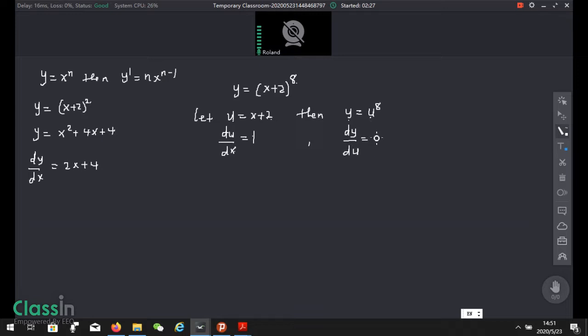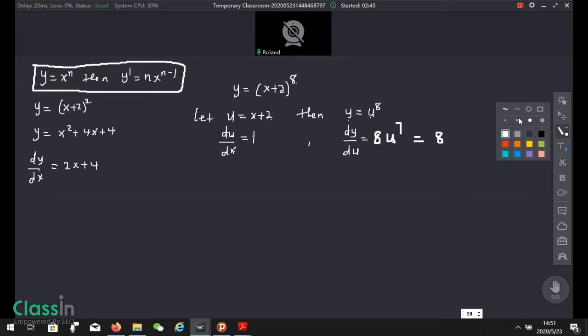If we find dy/du, we have 8u to the power 7 if we apply this method. But we know u equals x plus 2. So this is simply 8 times (x plus 2) to the power 7, because u is x plus 2. Now, we do not want du/dx or dy/du. We're actually looking for dy/dx.